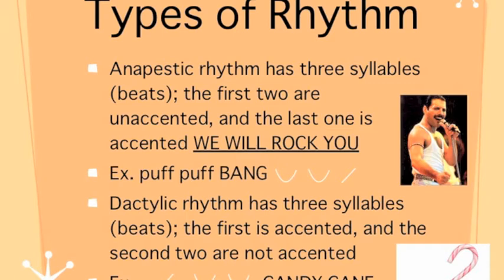Yep, I just did that. Then we have dactylic, which, just like trochaic and iambic, is going to be the opposite of anapestic. So the first is accented and the second 2 are not. Stressed, unstressed, unstressed. When you say candy cane, you naturally speak with dactylic rhythm. So again, it takes 2, add 3.